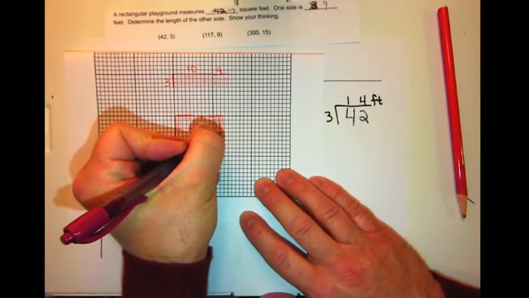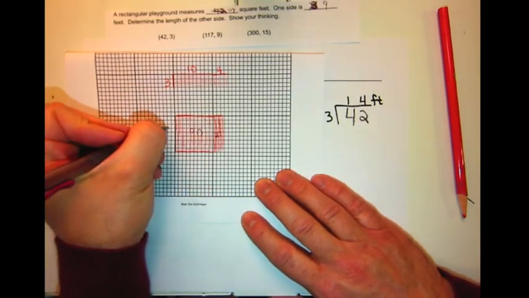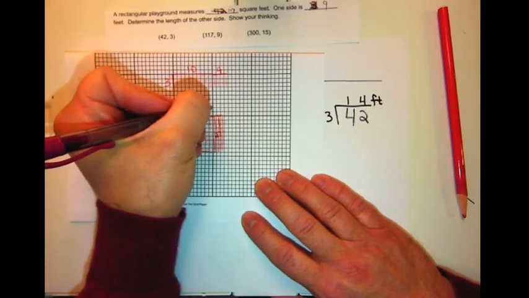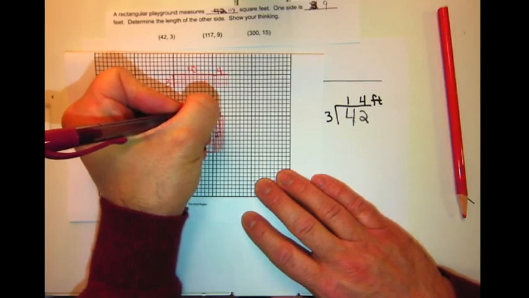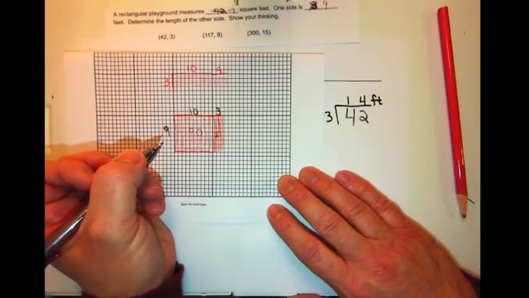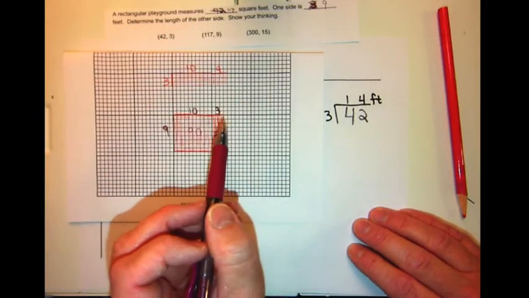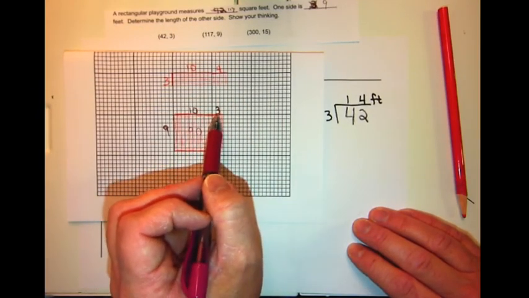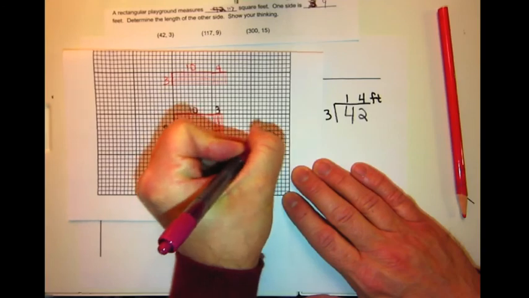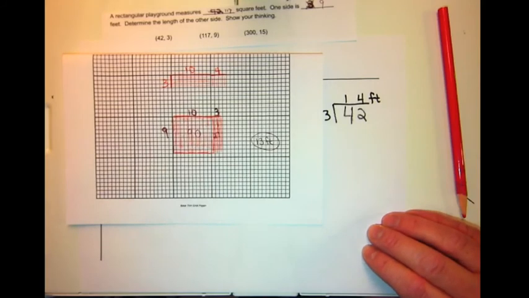So this side, here I had 27 total, which 90 and 27 is 117. So if one side is 9, the other side has to be 10 plus 3 more, 13. So in this case, the length of the other side is going to be 13 feet. And I've shown my thinking by drawing this diagram here.